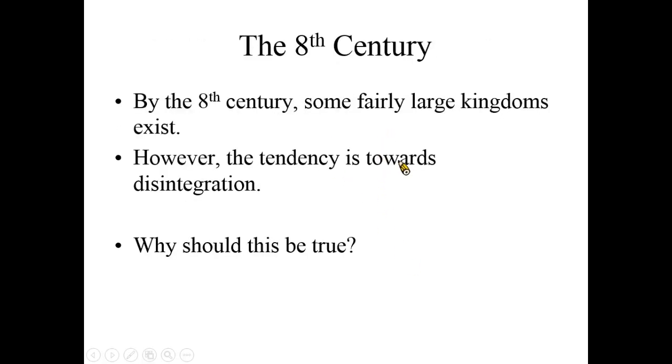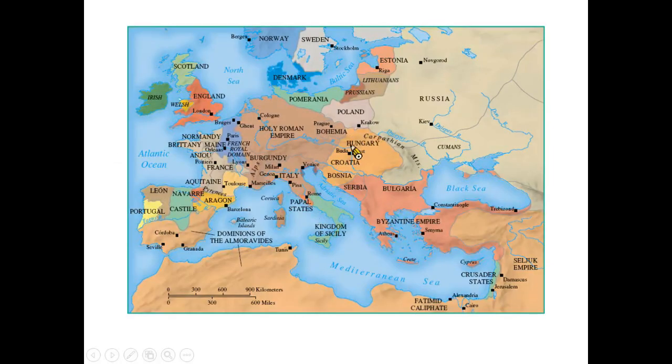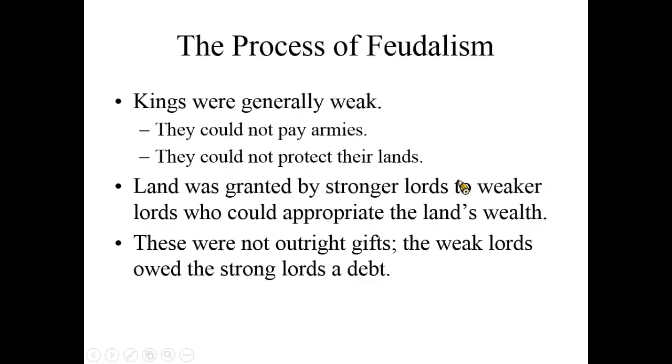In the 8th century, we see some fairly large kingdoms still, but the disintegration will continue over several hundred years. Why would this happen? So here we have a picture in the 8th century. We can see there are still some fairly large states or political units in Europe, but this is going to change. The process of feudalization, by which feudalism came about, had to do with the weakness of rulers who could not pay large armies and therefore could not protect the integrity of their land.